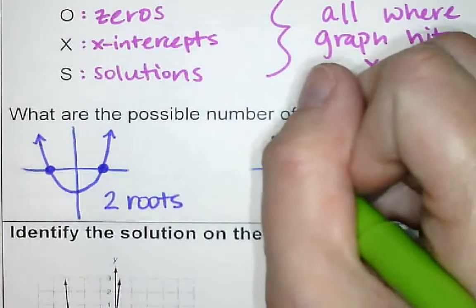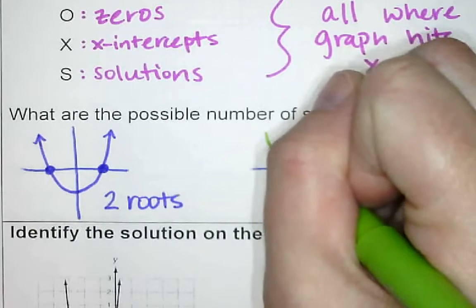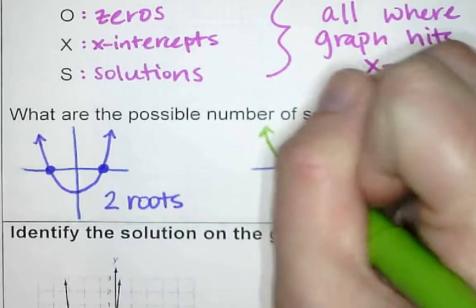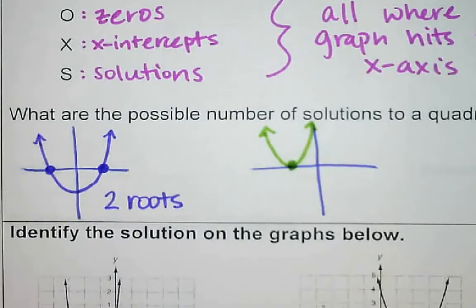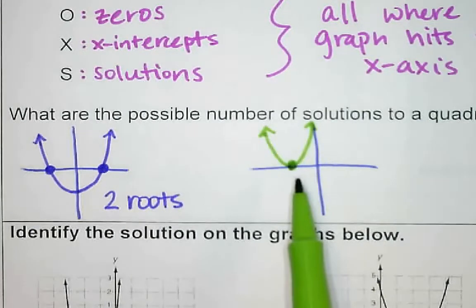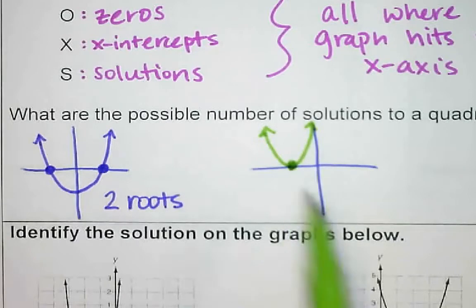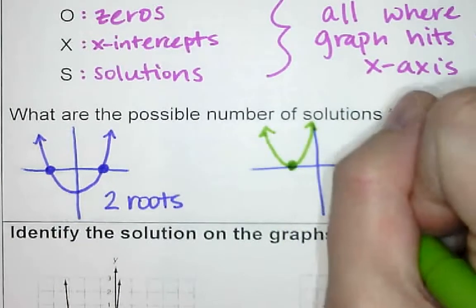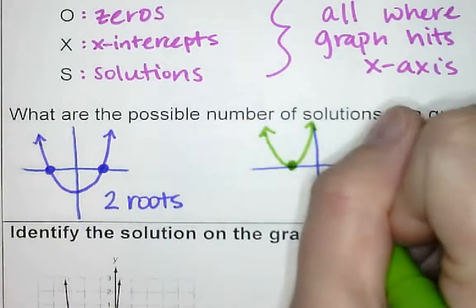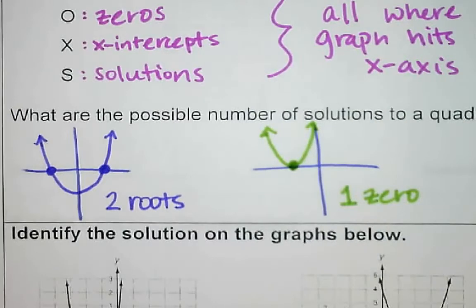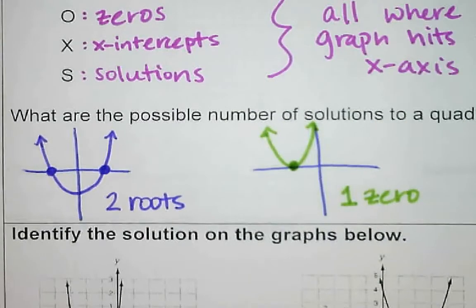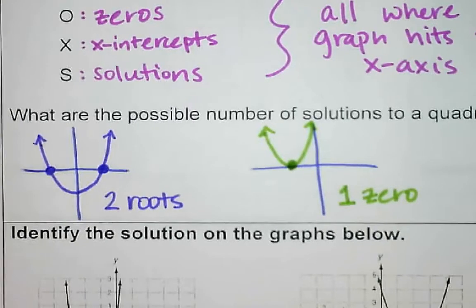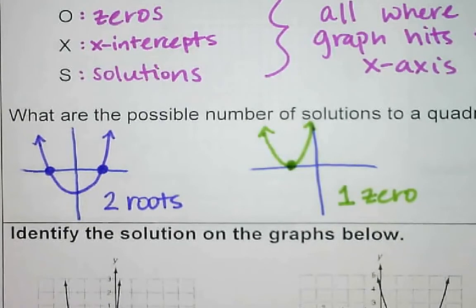And then you also have a time where your vertex is right on the x-axis. So how many zeros would we have in this case, or how many solutions? Just 1. So this one would be 1 zero, or 1 solution, or 1 root, because it only crosses our x-axis 1 time. And that is when your vertex is right on the x-axis. Do y'all feel good about that?